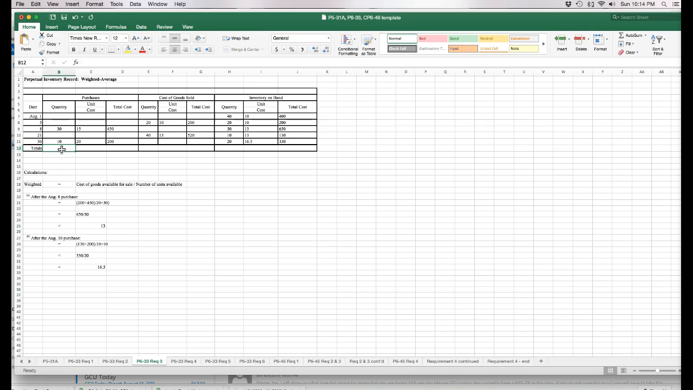So we had a total of 40 units for $650. Cost of goods sold, we sold a total of 60 units for a total of $720. And we have a final inventory on hand of 20 units for $330.